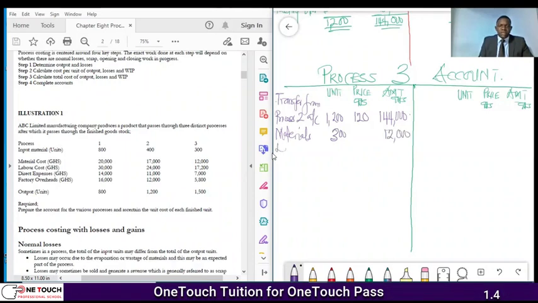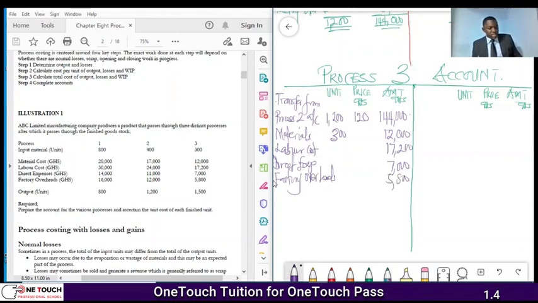They have labor cost. Labor cost was 17,200. Direct expenses of 7,000. And your factory overheads of 5,800. Okay, of 5,800. Good.